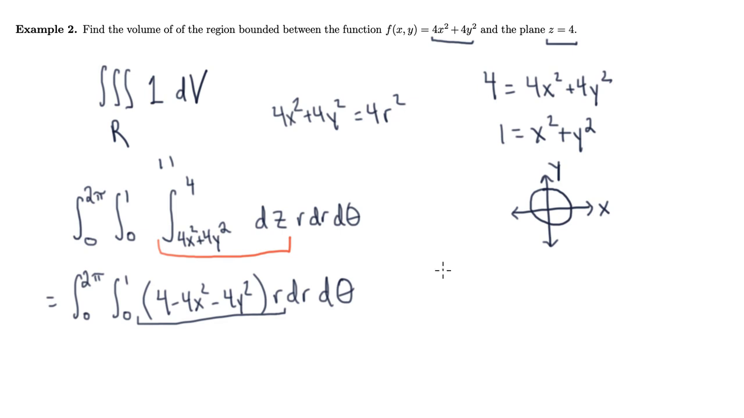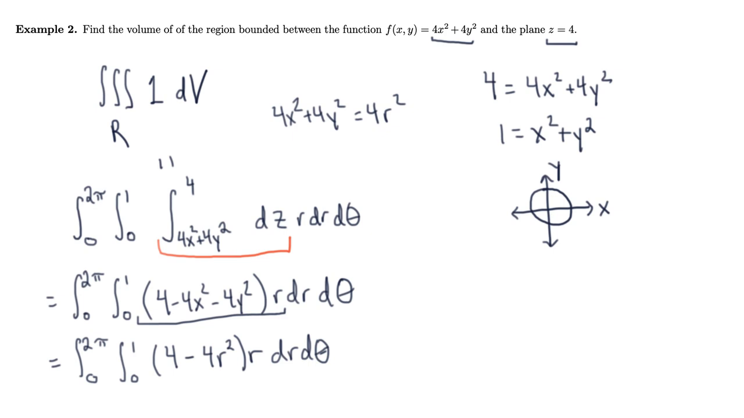All right, and so what we have is integral 0 to 2 pi, and then integral 0 to 1 of 4 minus 4r squared times r. And then we have dr d theta, like that. And now we have everything in terms of just r and theta. This is just a standard iterated double integral.